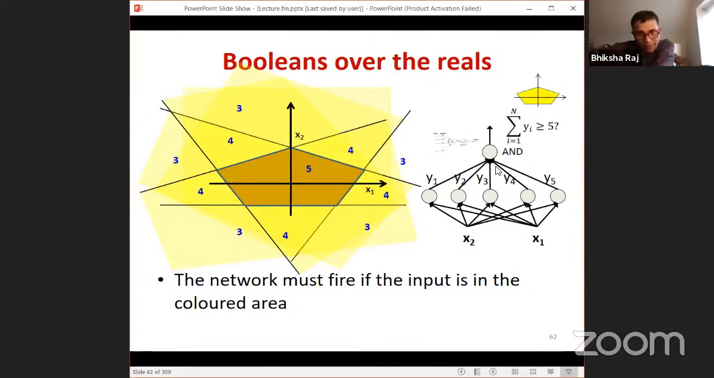So if I simply have another perceptron over here, which applies a threshold of five to their sum, this perceptron is only going to fire if the input is inside the pentagon, and it's not going to fire if the input is outside. And voila, we have this pentagonal decision boundary.